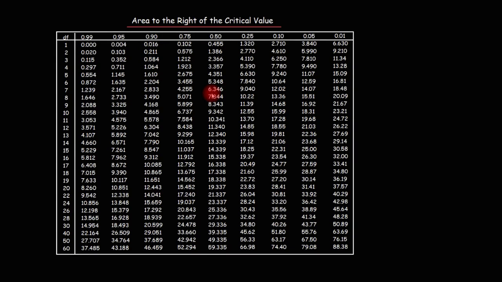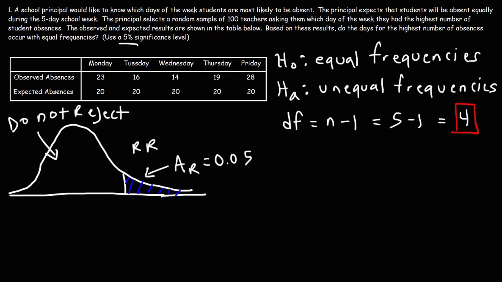So here we have our chi-square distribution table. In the first column, we have the degrees of freedom. In the first row, we have the area to the right of the critical value. And as we said before, the area to the right of the critical value for a right-tail test is alpha, which is 0.05. So using this column, and we have 4 degrees of freedom, using this row, we can see that our critical value is 9.49. So let's place our critical value here.